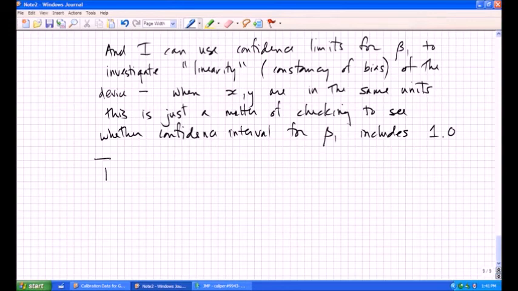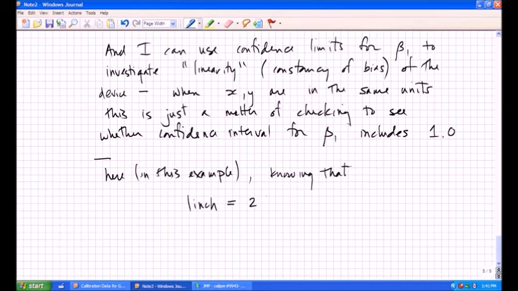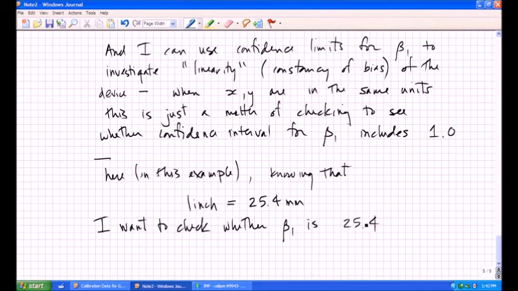In the present case, in this example, knowing that 1 inch equals 25.4 millimeters, what I want to do is check whether this slope is 25.4.